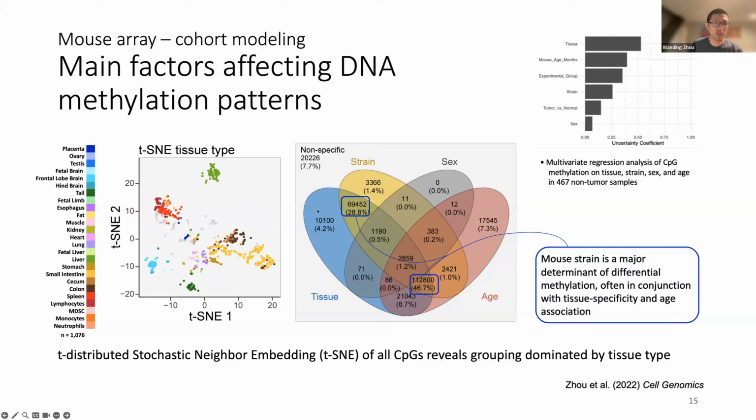But if you look at these specific methylation changes, for example, strain-specific, sex-specific, tissue-specific, and age, you see an extensive amount of statistical interactions. And then, interestingly, mouse strain was also shown to be a pretty major determinant.